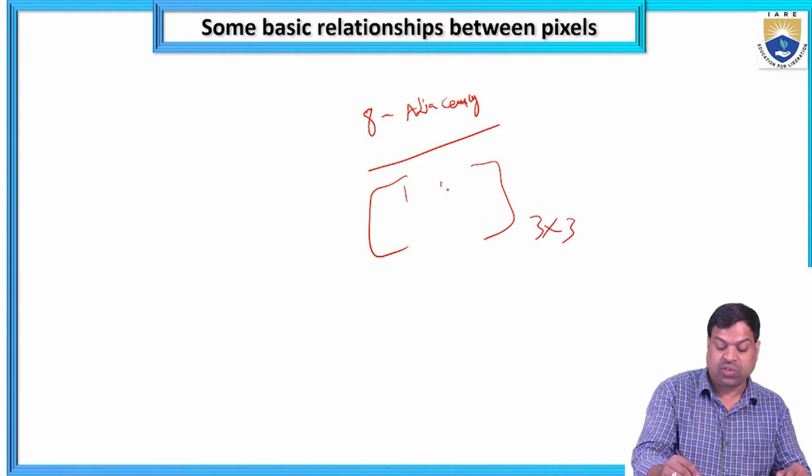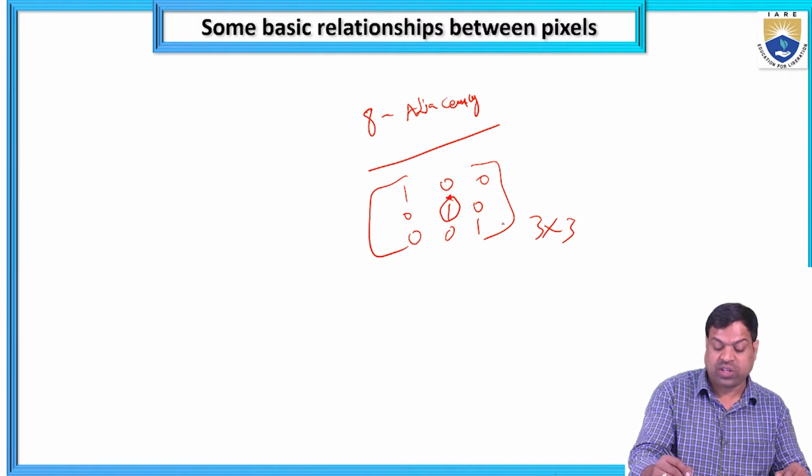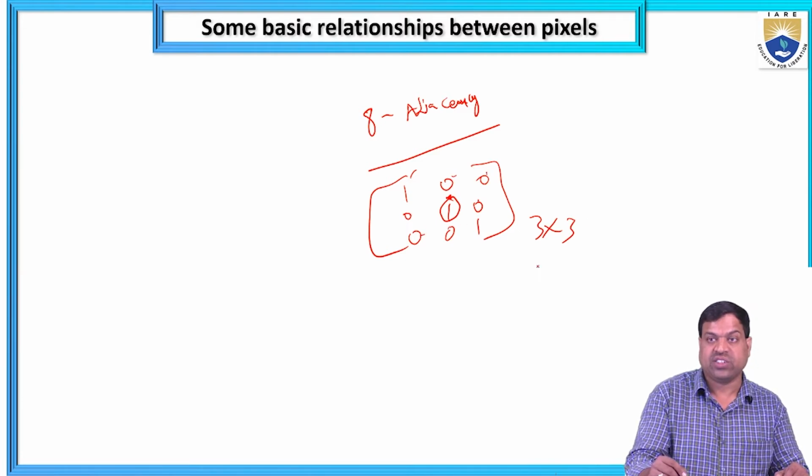Example, I'm taking 1 0 0 0 1 0 0 0 1. Okay, so the middle point is my pixel. So surrounding it, how many are there? I'm taking 8: 1, 2, 3, 4, 5, 6, 7, 8. So a total of 8 adjacencies are there.